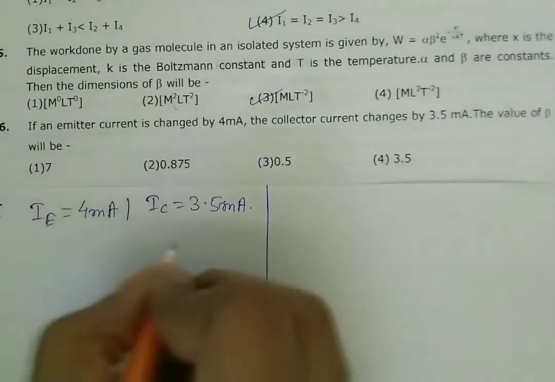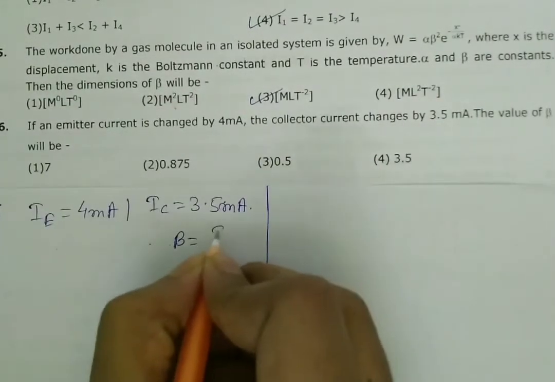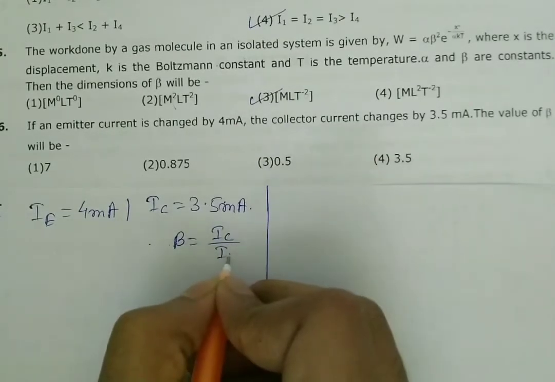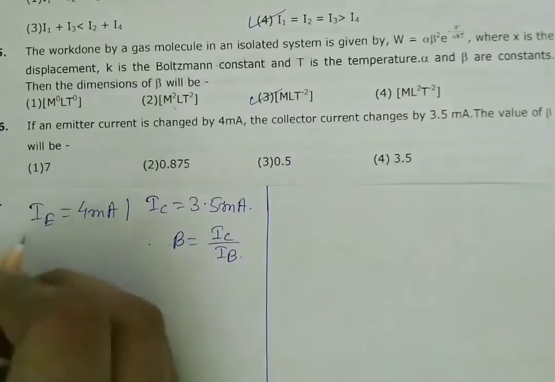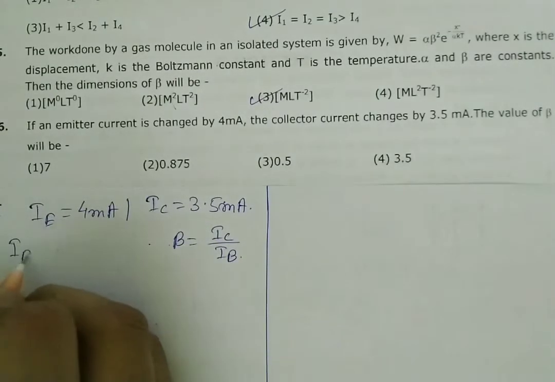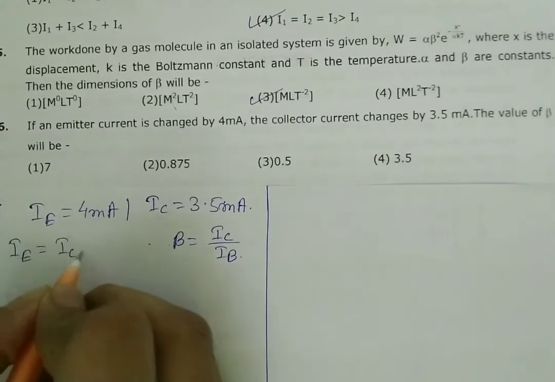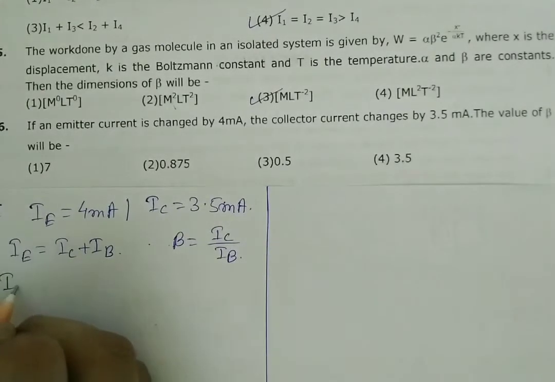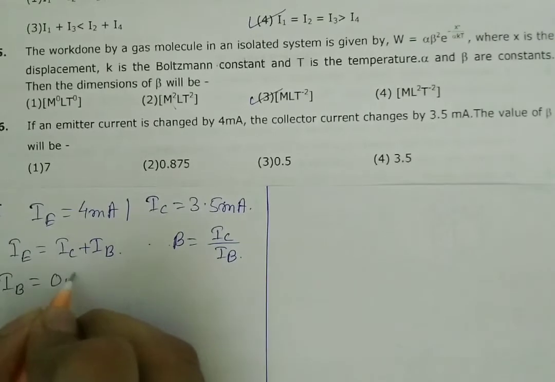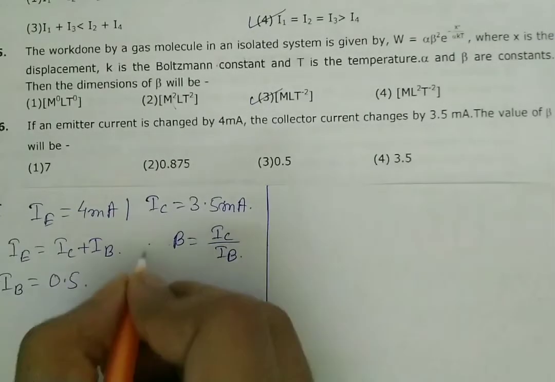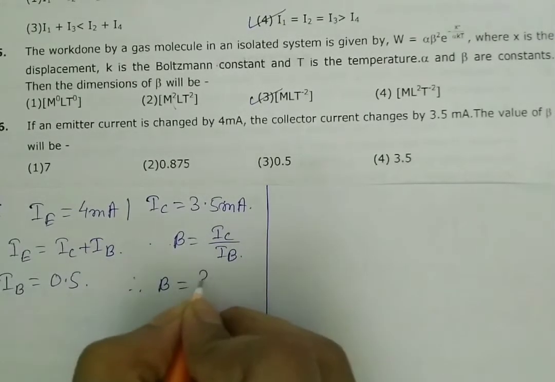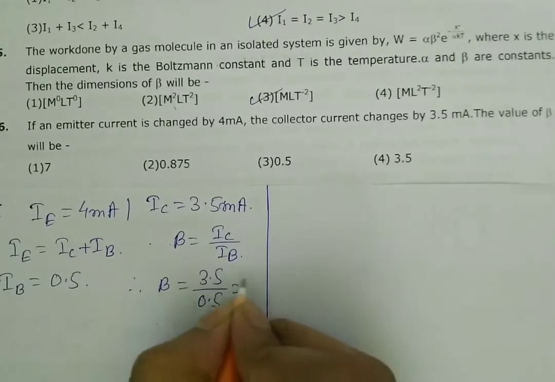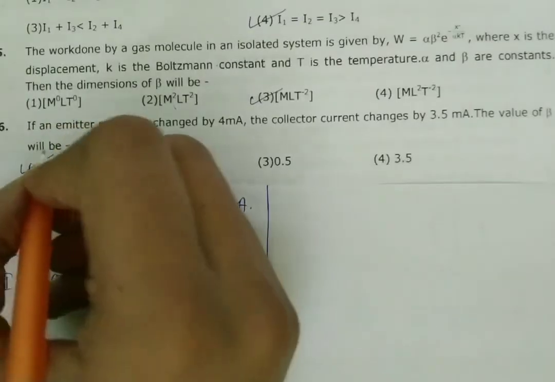We know that beta is equal to IC by IB. So from the relation IE equals IC plus IB, we can conclude IB is equal to 0.5. Therefore beta will be equal to 3.5 by 0.5. This will be equal to 7. So option 1 is the correct answer.